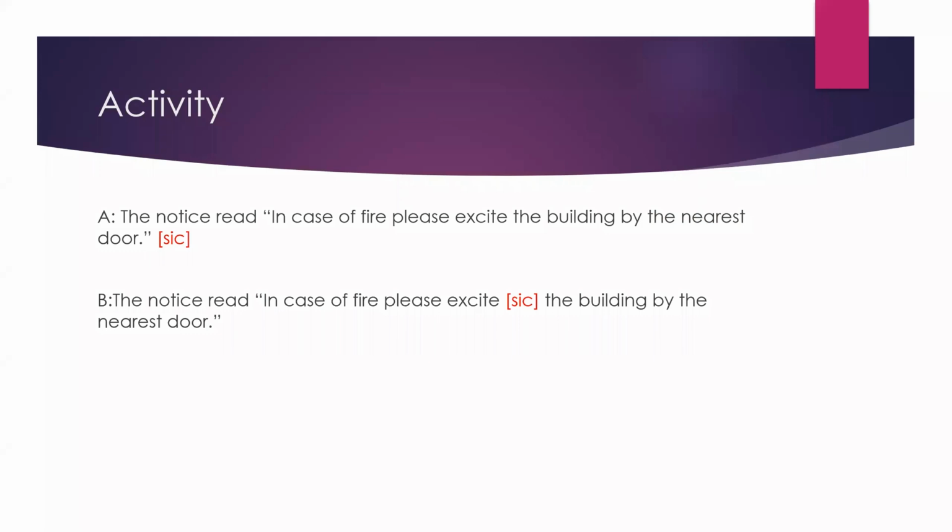Now, the last activity, we have two examples here. Remember, I said this refers to a mistake and it should come after the mistake immediately. So which one here is correct? A: The notice read, in case of fire, please excite the building by the nearest door [exit]. Obviously, there is a mistake in this sentence. Or B: The notice read, in case of fire, please excite [exit] the building by the nearest door. So which one is the correct use of this clarification within the brackets? Is it A or is it B?